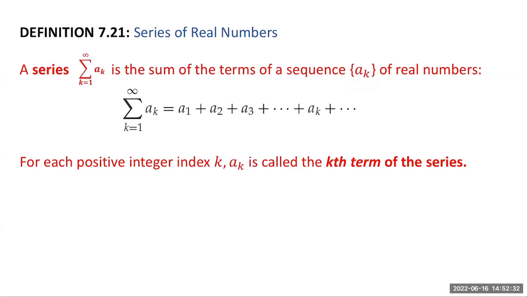In this series, for each positive integer k, a_k is called the kth term of the series. For example, if you look at this series, this is the kth term. Similarly, this is the third term of your series, this is the second term of your series, and so on and so forth. All right, let's move on.